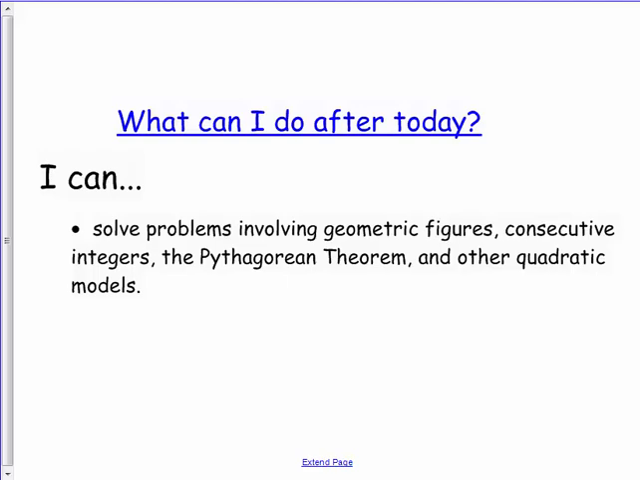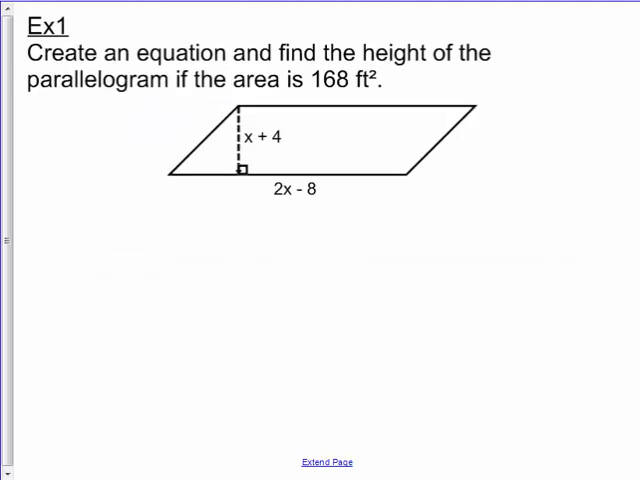This is Senior Algebra, Section 6.6, Applications of Quadratic Functions. So today we're going to be solving some quadratics with geometric figures, consecutive integers, and a little bit of the Pythagorean theorem here.